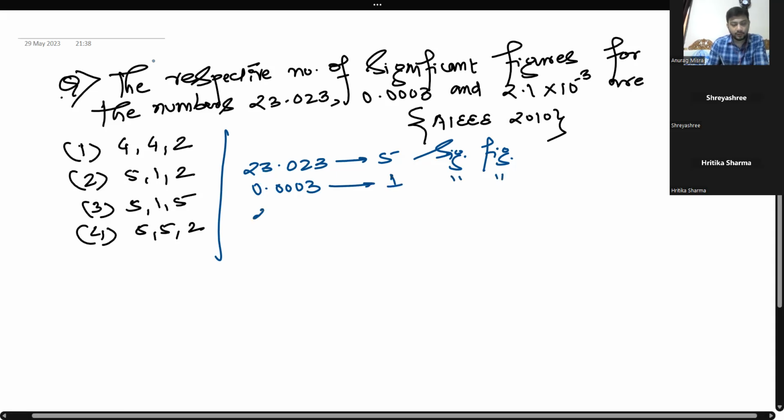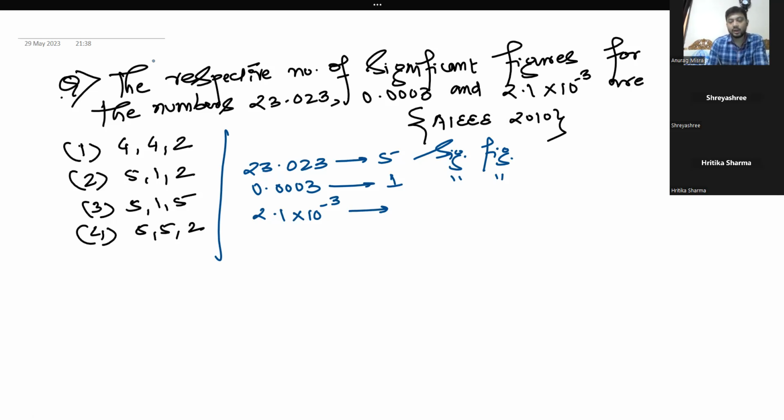And finally, when we write 2.1 to the power minus 3, तो मैंने बताया था कि जो real part है, characteristic part, उसी में significant figure देखना है हमें. 10 to the power क्या है उसमें नहीं देखना है. तो 2.1 में दोनों non-zero digit है, दोनों significant है, so we have two significant figures. So the option 2 is correct, that is 5, 1 and 2. Is that clear?